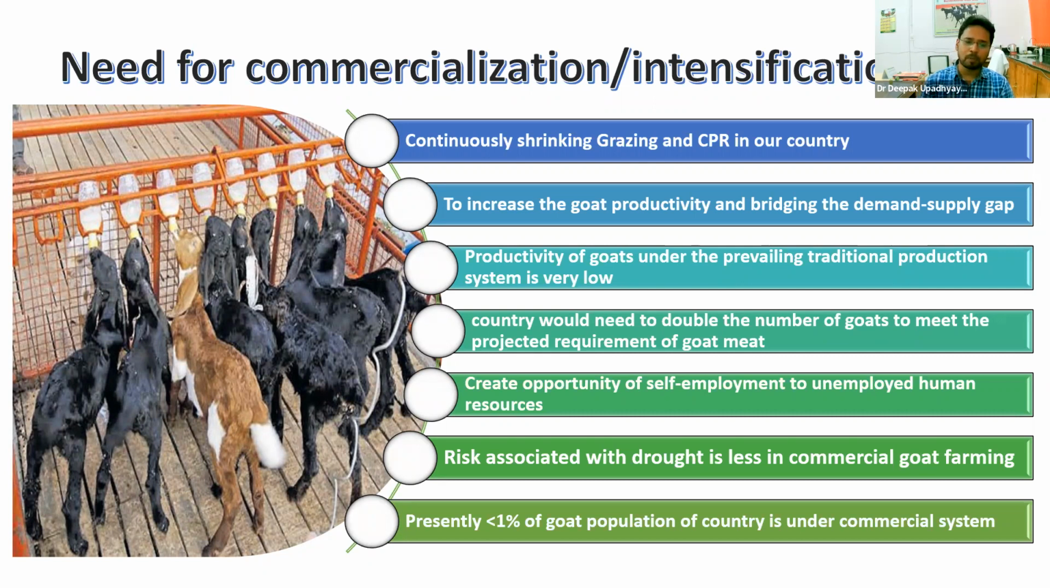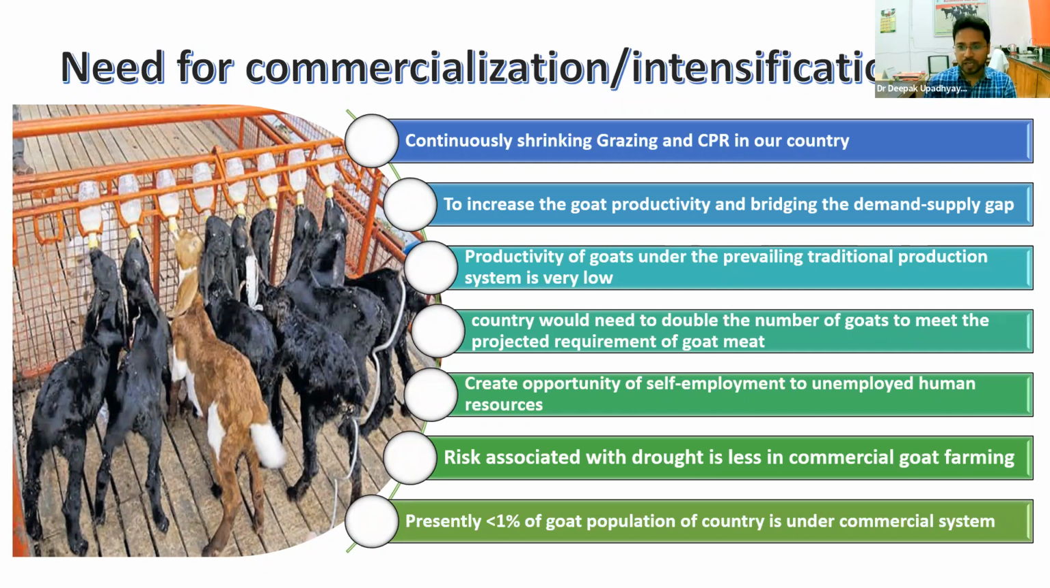In the traditional system, the productivity is very, very poor. Like we have seen in milk production, also with respect to growth characteristics, there is a very big lacuna, which can be improved. So, to bridge the demand and supply gap, as productivity of goat is very low. As I said, the country would need to double the number of goats to meet the projected requirement of goat meat. In the coming future, around 2050, this demand will be doubled. So we need to produce around 2.5 million ton of goat meat to meet the demand.